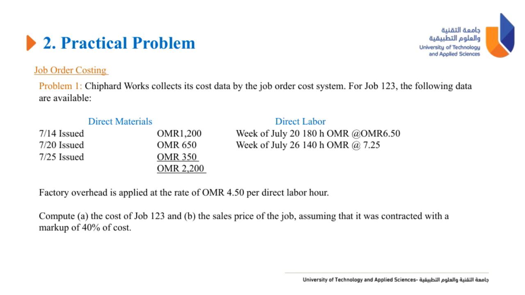Adding up all these costs, direct materials, direct labor, and factory overhead, gives us the total cost of job 123. Finally, to determine the sales price, we add a 40% markup on the cost. So, we multiply the total cost by 1.4 to get the contracted sales price. This process illustrates how job order costing helps us assign and accumulate costs specific to each job, which is essential for accurate pricing and profitability analysis.